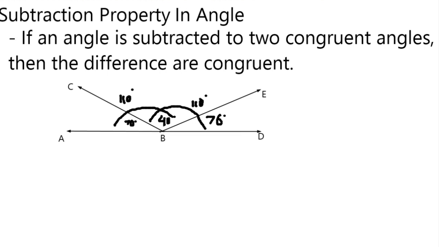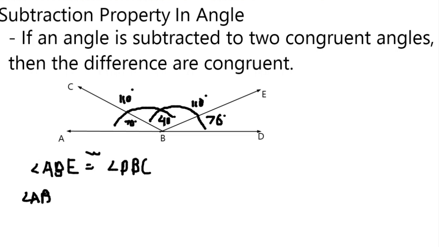Okay, let's move on to subtraction property in angle. If an angle is subtracted from two congruent angles, then the differences are congruent. Okay, so let's say we have a congruent angle here. Let's say angle ABE is congruent to angle DBC. I just put it in this way.